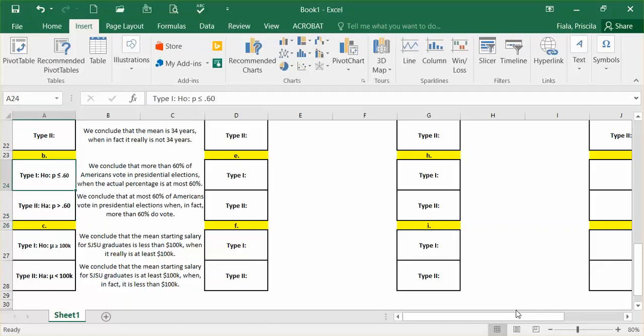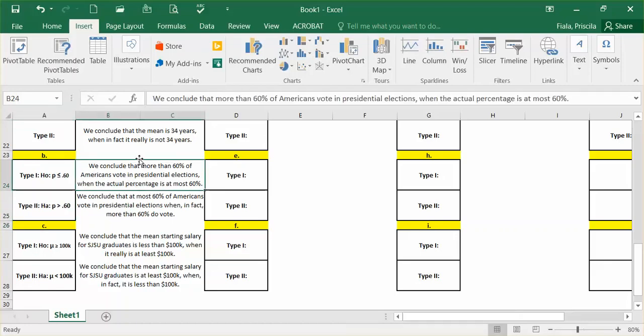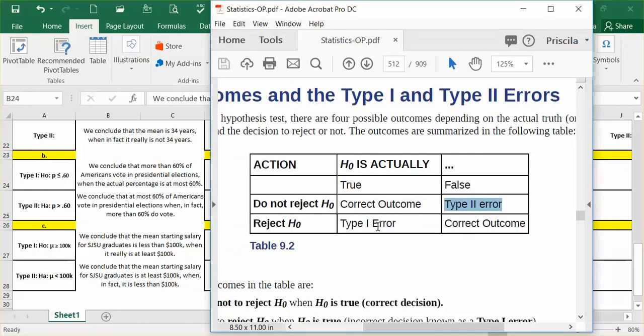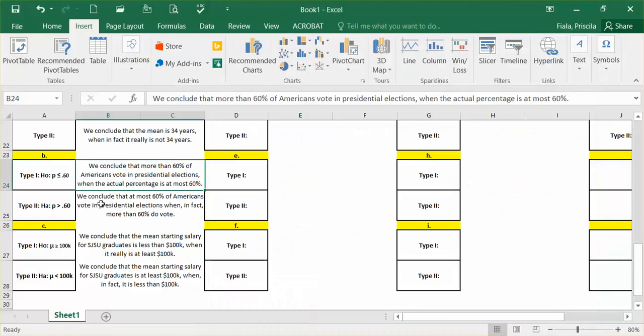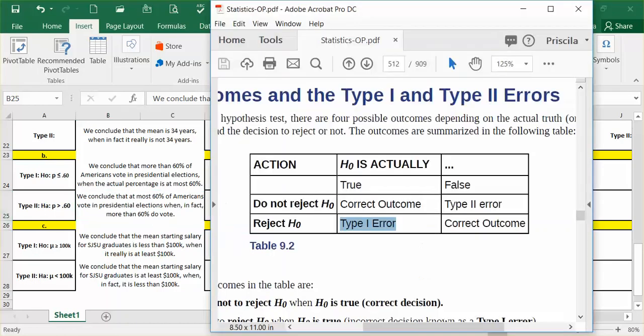Now let's go back and take a look here. Here we're saying we conclude that more than 60%. See how we're here saying less than or equal to? We know the truth is that it is at most. However, we are rejecting the truth, right? Rejecting the truth and making a type 1 error and saying that there is actually more than 60%. On the second one, on the alternative hypothesis, we know that in fact more than 60% do vote, but then we say that no more than 60% vote.